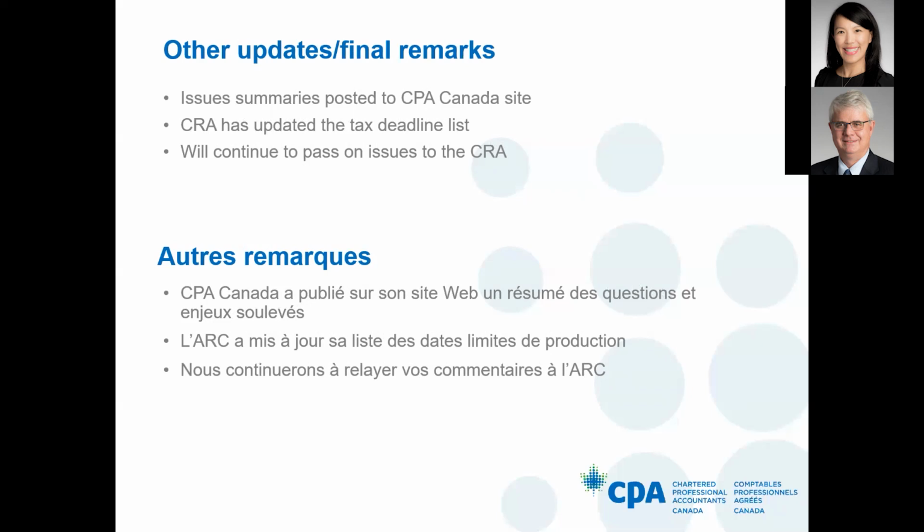The other thing I'd mention is that the CRA has updated their tax deadline list on their website. There were some gaps, I guess, when you compared the March 26th stakeholder email and some of the items on the website, but it looks like these have been pretty much trued up now. So there is an updated deadline list.